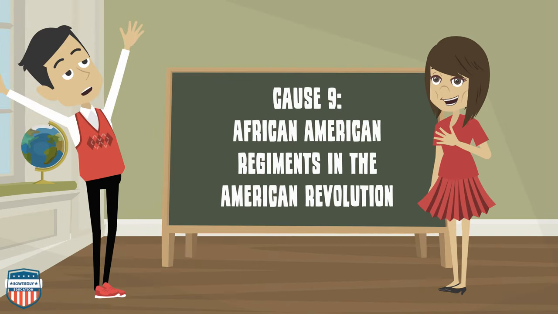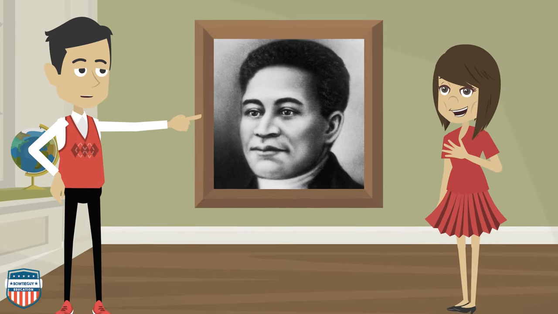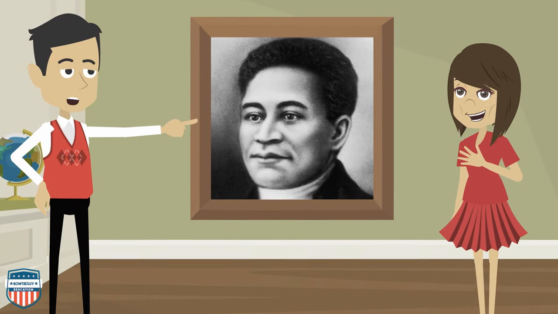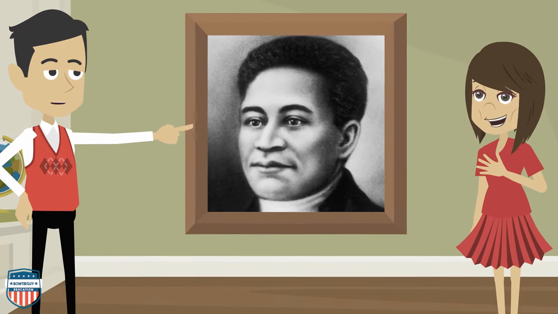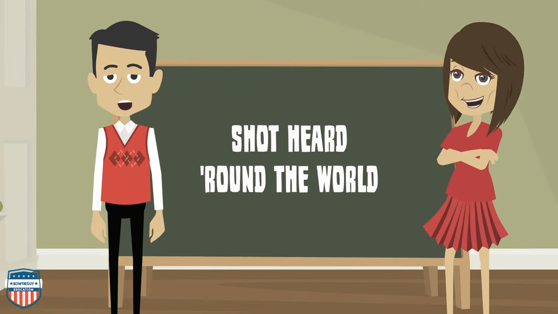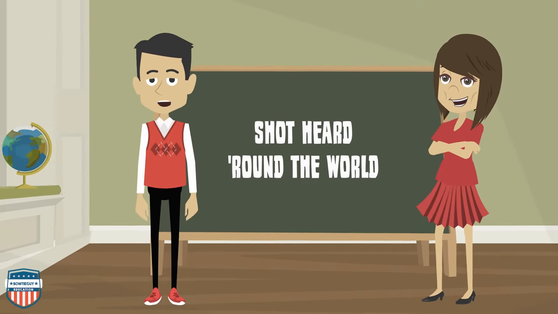Wow, that is fascinating. But what about the African Americans who fought and died in the American Revolution to protect the freedoms that we have today? The first patriot to die in the American Revolution was Crispus Attucks, a runaway slave. Then bang, the shot heard around the world started the American Revolution.